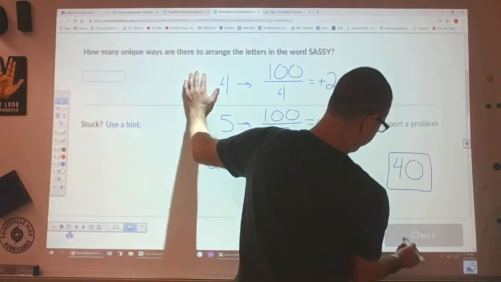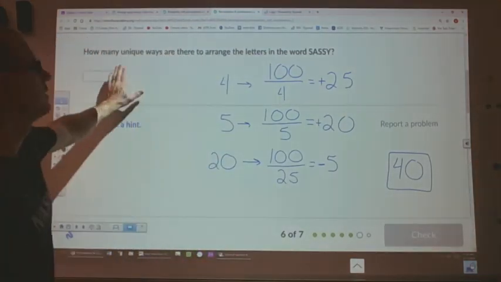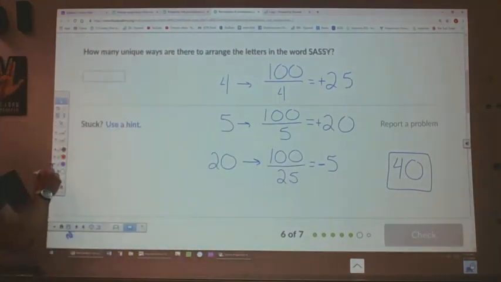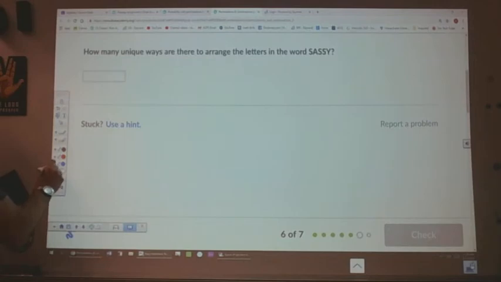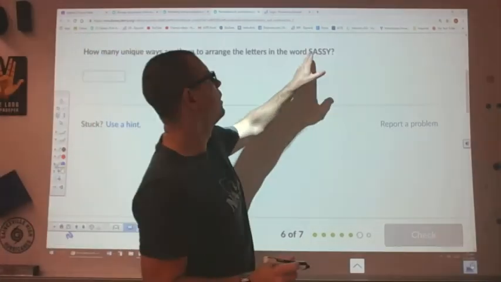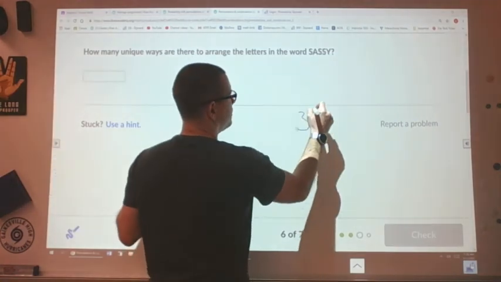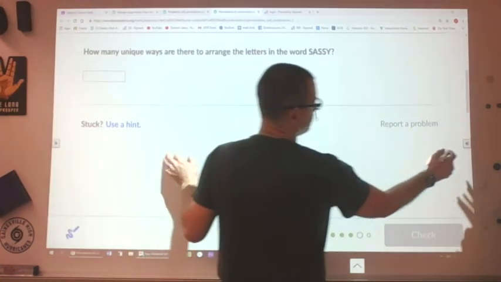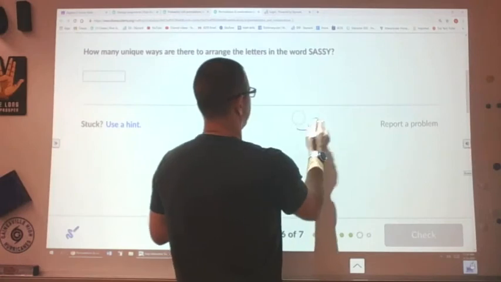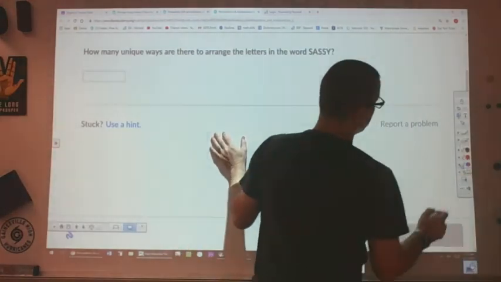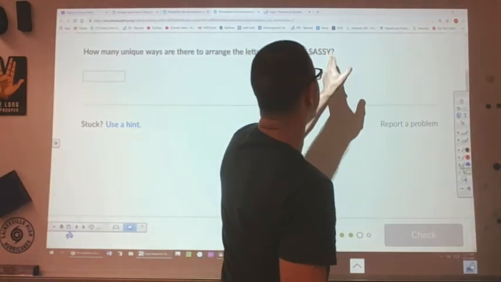I think that's it. I don't think there's any other variations on these. Sassy. And we have 1, 2, 3. Well, 1, 2, 3. Unique. Hang on. We have 1, 2, 3, 4, 5 letters.